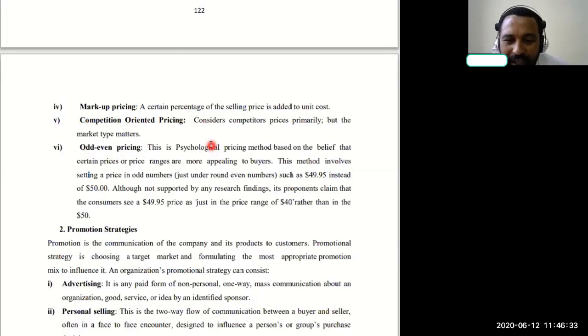But psychologically, you may be attracted toward products tagged with an odd number. Instead of 50 birr, you may prefer to purchase a product at 49.95. But the real value, the real cost of the product is the same. Whether you get an exchange or not, it doesn't matter, which is 0.05 cents. So this is a kind of odd-even pricing strategy, known as psychological pricing strategy.